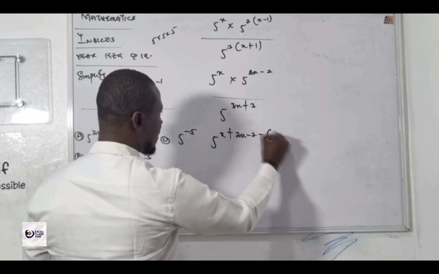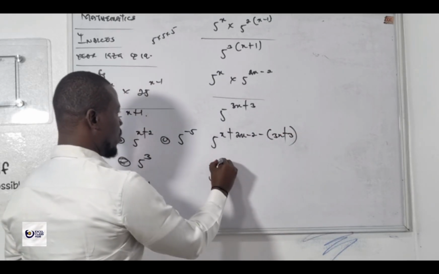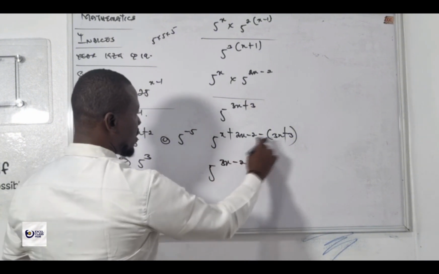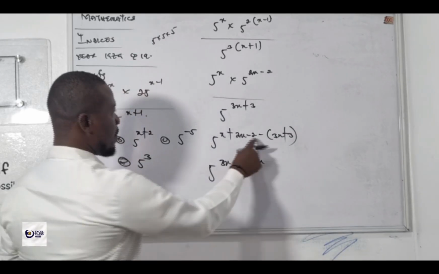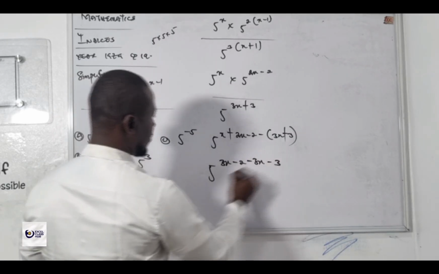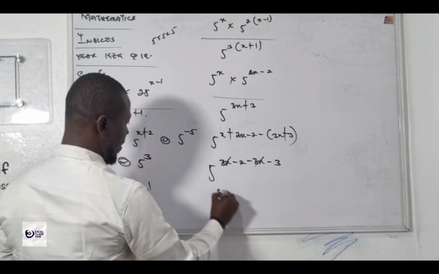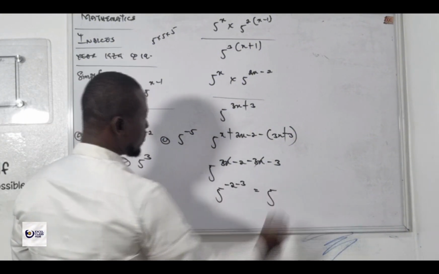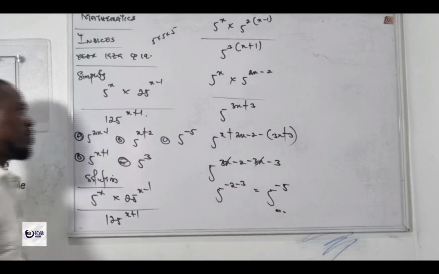That should be minus 3x plus 3. So finally, 5 raised to x plus 2x will be 3x minus 2. If I open the bracket, that should be minus 3x, and minus times plus should be minus 3. So this 3x can cancel this 3x. So I am left with 5 raised by minus 2 minus 3. So definitely my final answer should be minus 2 minus 3, which is minus 5, which is the correct answer.